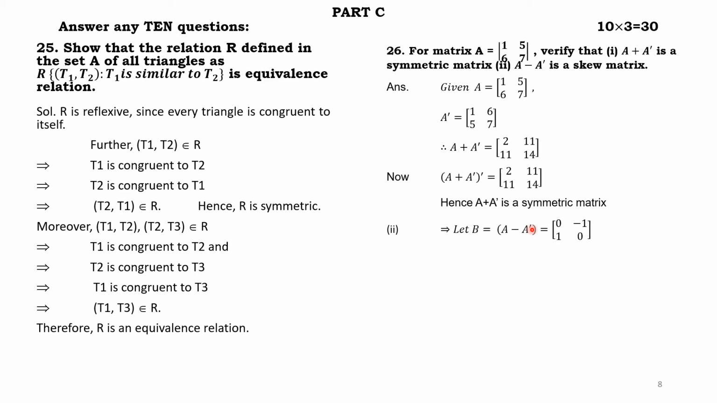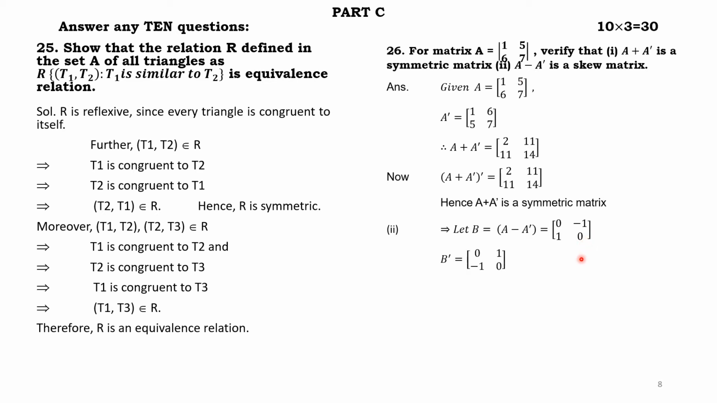Next part. Let B is equal to A minus A dash. Now we will find A minus A dash. 1 minus 1 is 0. 5 minus 6 is minus 1. 6 minus 5 is 1. 7 minus 7 is 0.